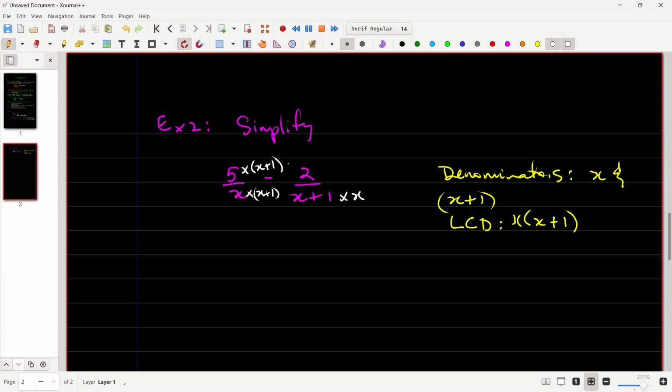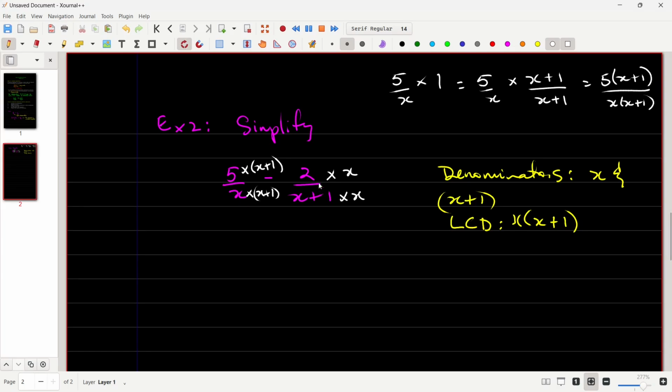And this is, in essence, multiplying the number by 1. If I take 5 over x and I multiply it by 1, then I will get 5 over x. In this case, I'm choosing a different way of writing 1, as x plus 1 divided by x plus 1. This gives me 5 into x plus 1 and x into x plus 1. So it's the same number as 5 over x, but just in a different form.